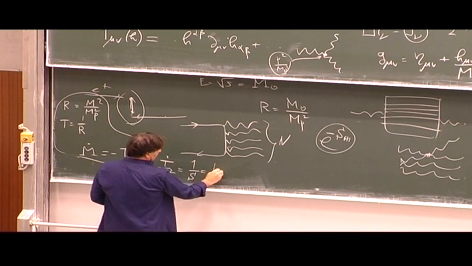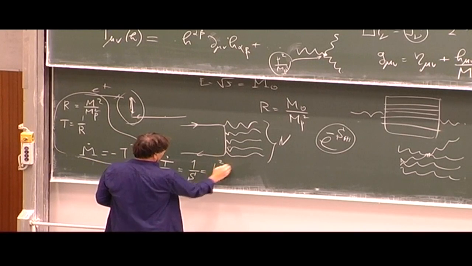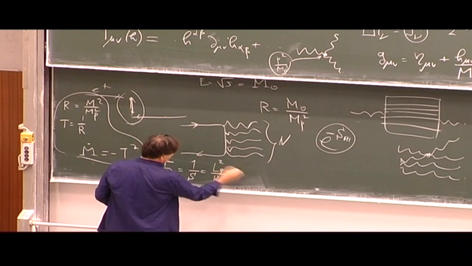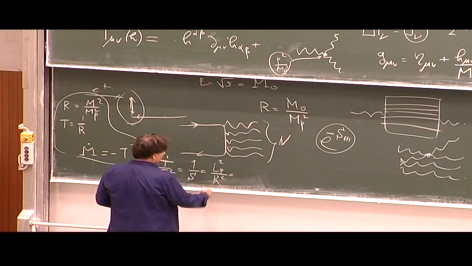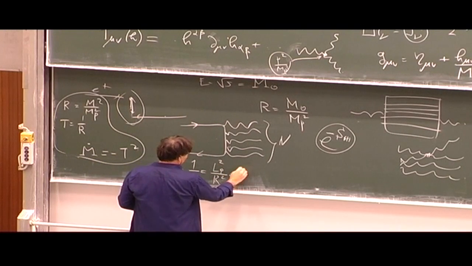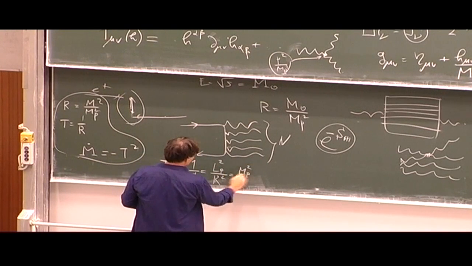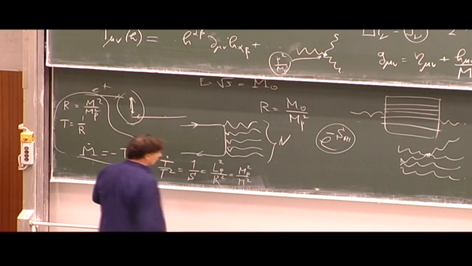Which is the same thing. This is L Planck squared over R squared, or which is the same thing, you can write it in terms of the black hole mass, m Planck squared over m squared.